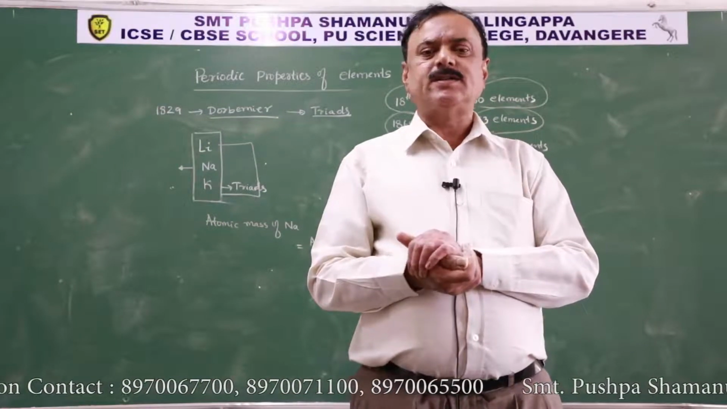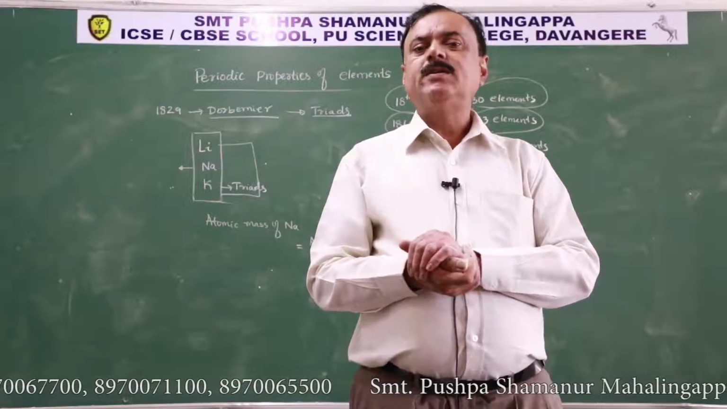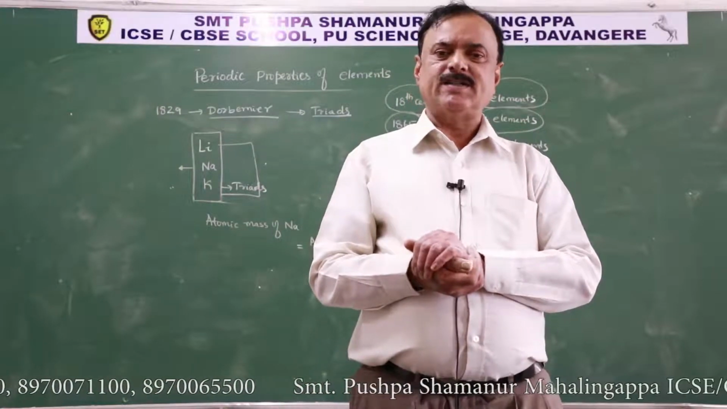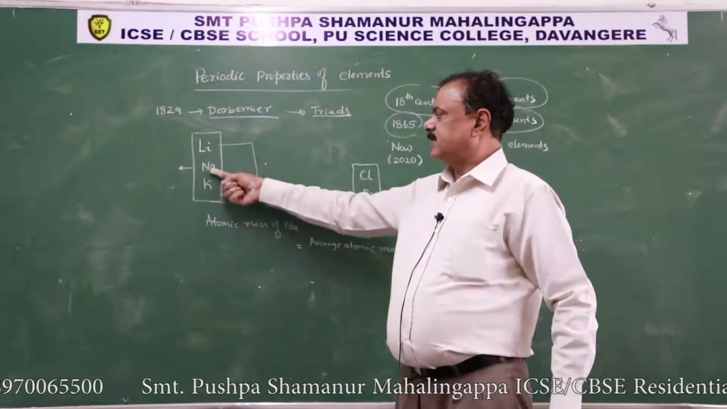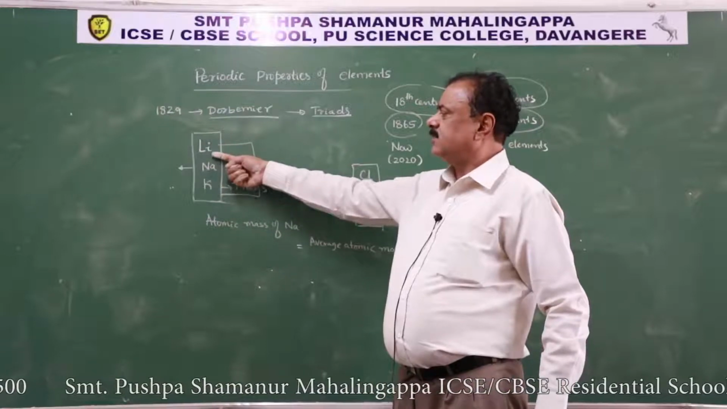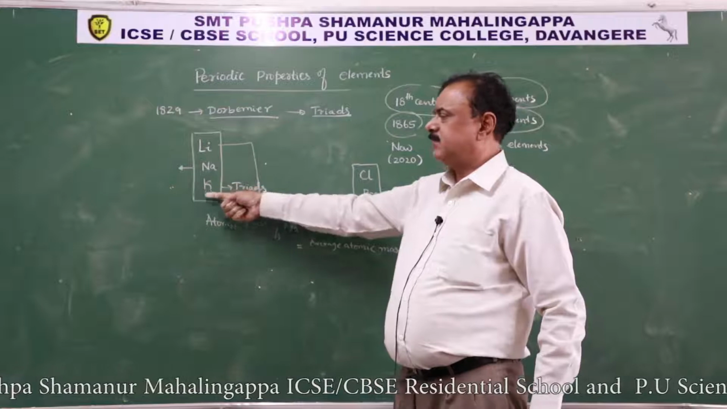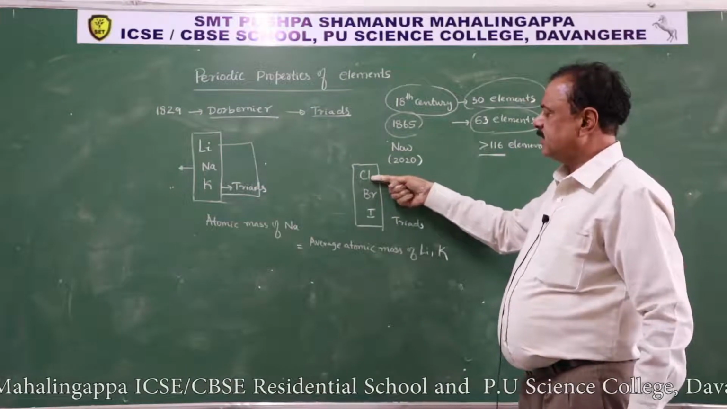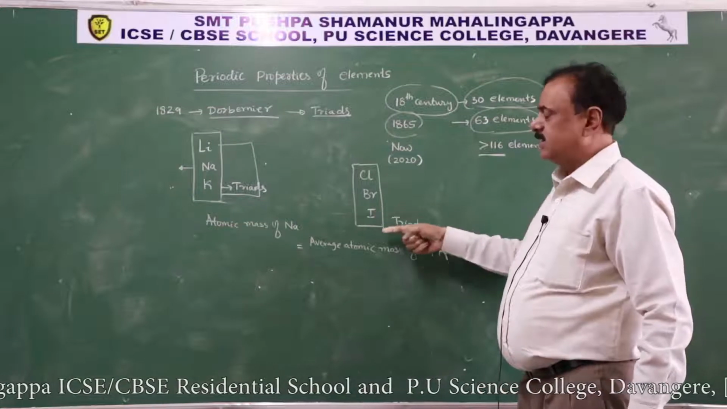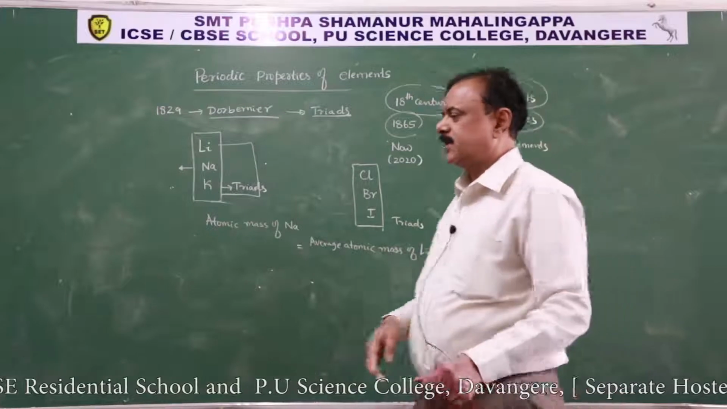According to the triad rule, the atomic mass of the middle element should be the average of the atomic masses of the adjacent elements. For example, the atomic mass of sodium is equal to the atomic mass of lithium plus the atomic mass of potassium divided by 2, and the atomic mass of bromine is equal to the atomic mass of chlorine plus the atomic mass of iodine divided by 2, and hence we have this triad rule.